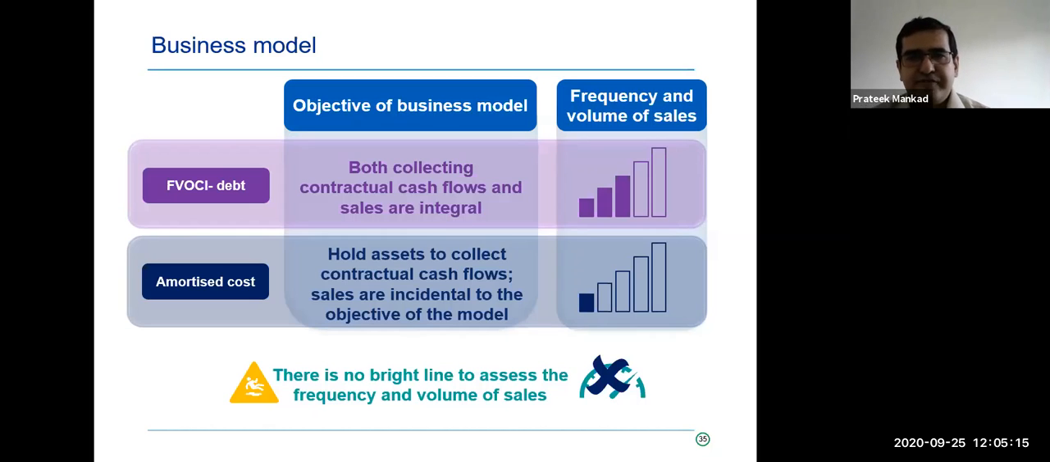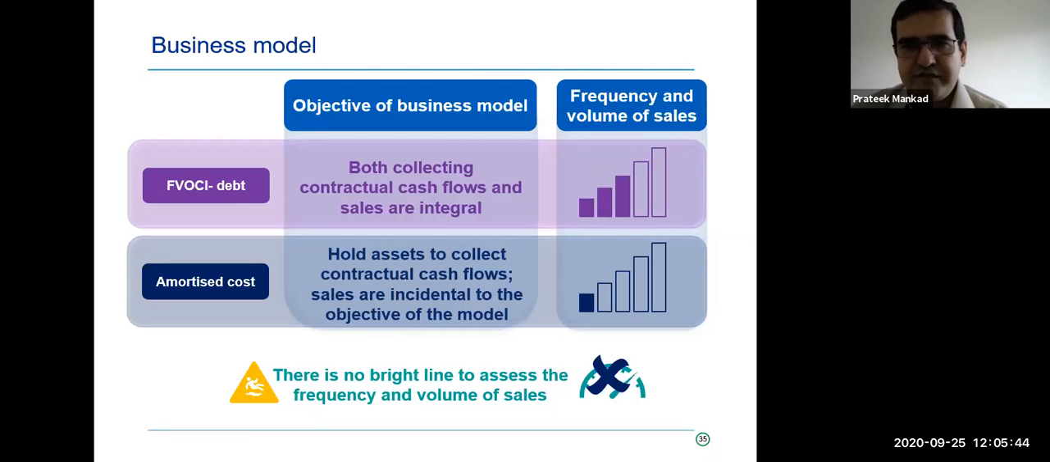Now, frequency of sales and volume is, in an FVOCI debt, you will naturally expect more churn, more number of transactions than you would see in an amortized cost portfolio, because the objective of the portfolios are different. An amortized cost portfolio necessarily means you will hold it to its maturity, isn't it? So that's where there is a difference in how you classify. There are no bright lines.